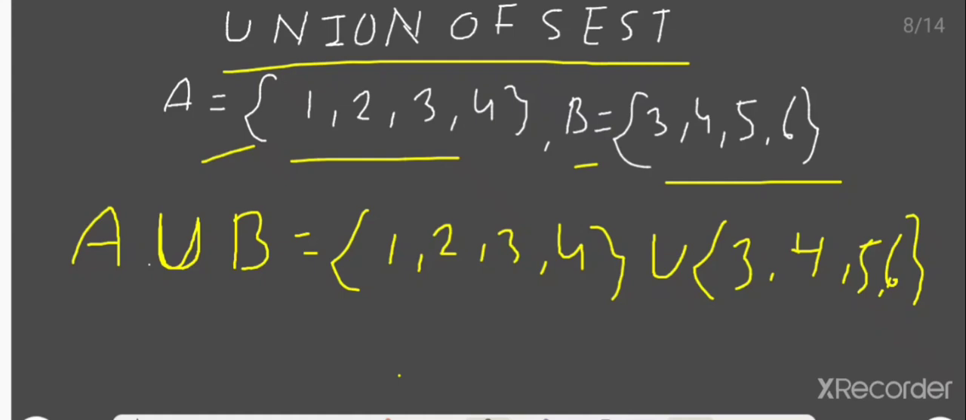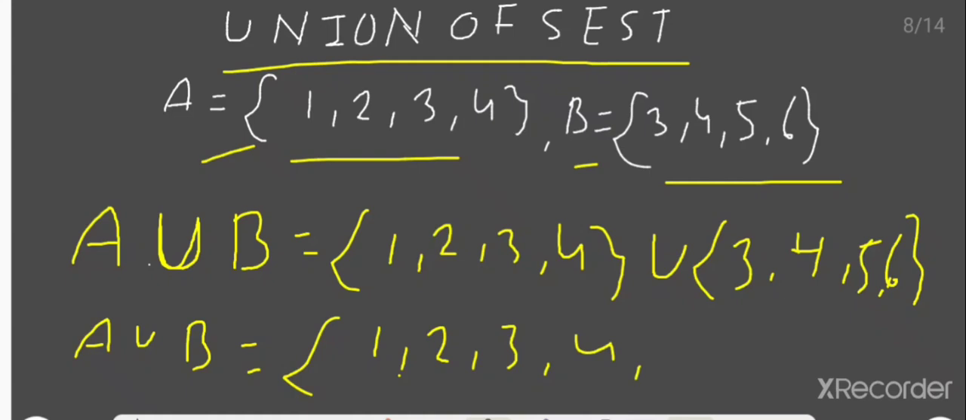Union means we have to write all elements, and repeating numbers we have to write one time only. So what is the union? A union B is equal to 1, 2, 3, 4. There are 3 and 4 in both sets, so we have to write them only one time. Next 5, 6. This is union. Union means combine the sets.